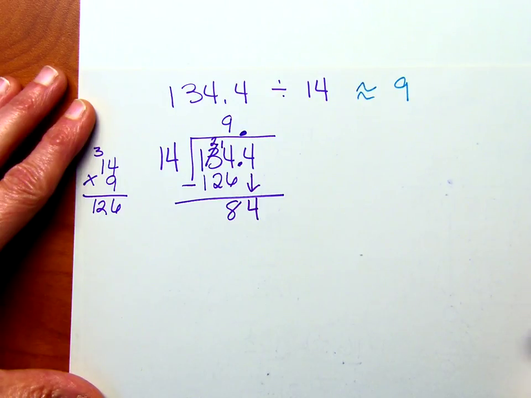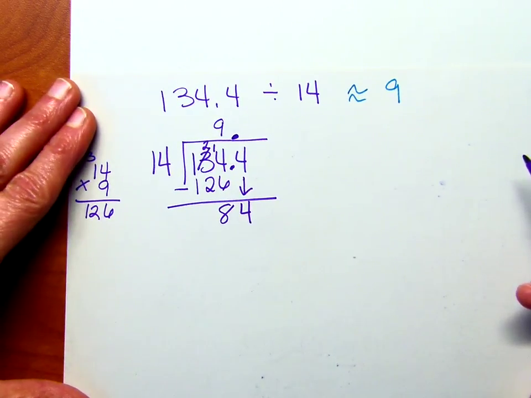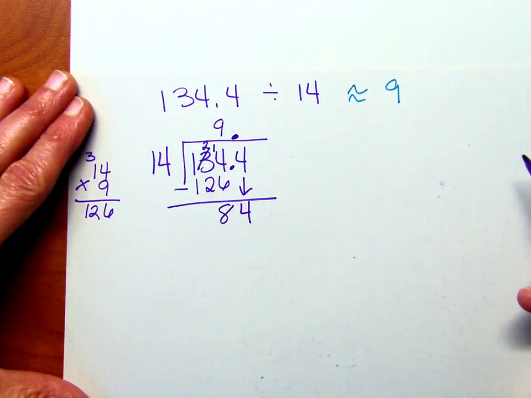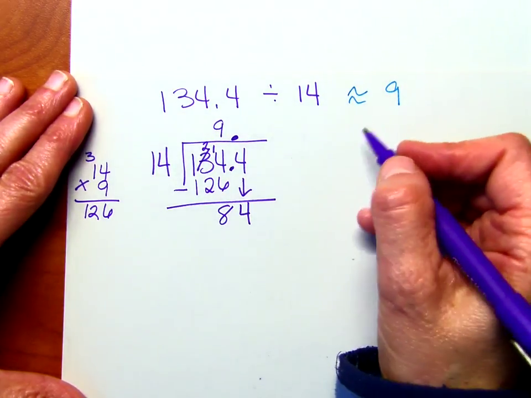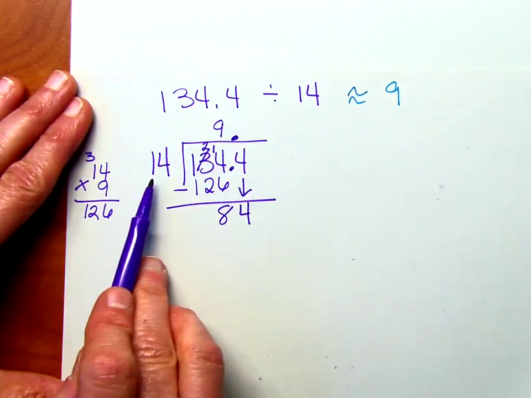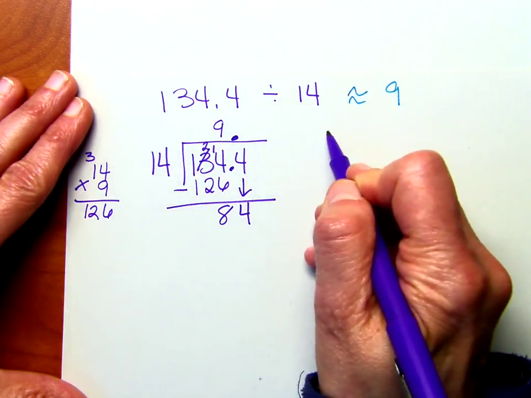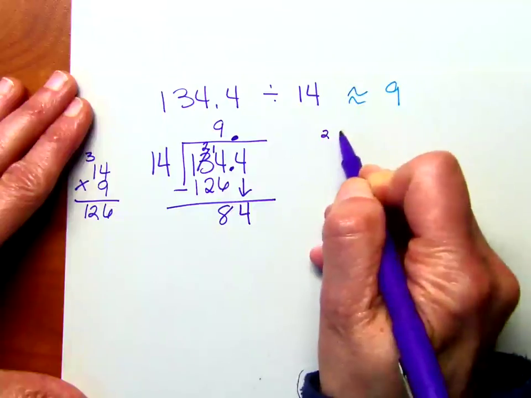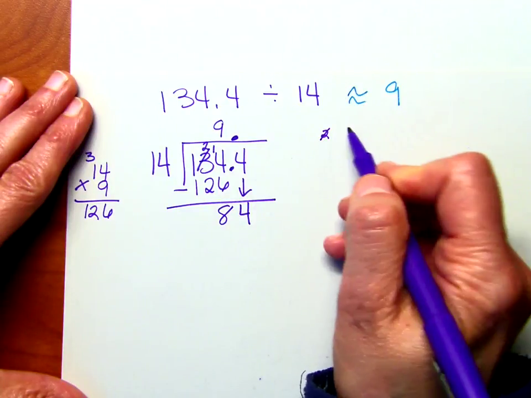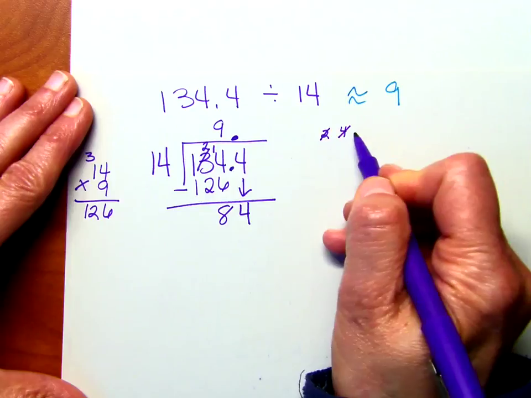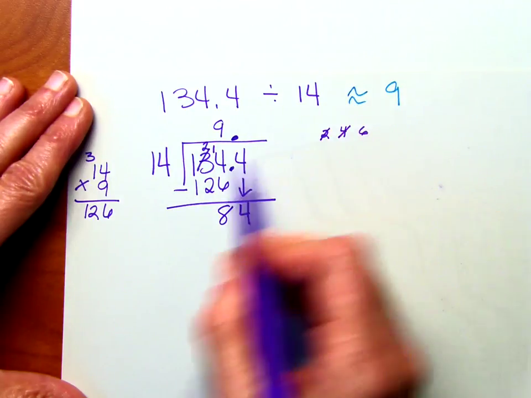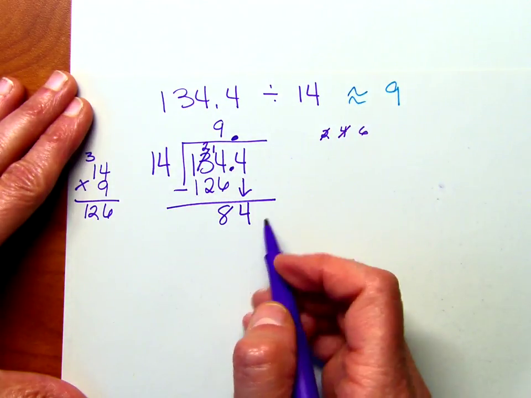How many times does 14 go into 84? Again, I really don't know my 14s, so I need to do a little math. I could do a little estimating. If I were to round this to 15, and I know 15 goes into 90, how many times would 15 go into 90? Well, I know it goes into 30 twice, and 2 more would be 60, and 2 more would be 90. So I'm going to guess that 14 goes into 84 6 times.